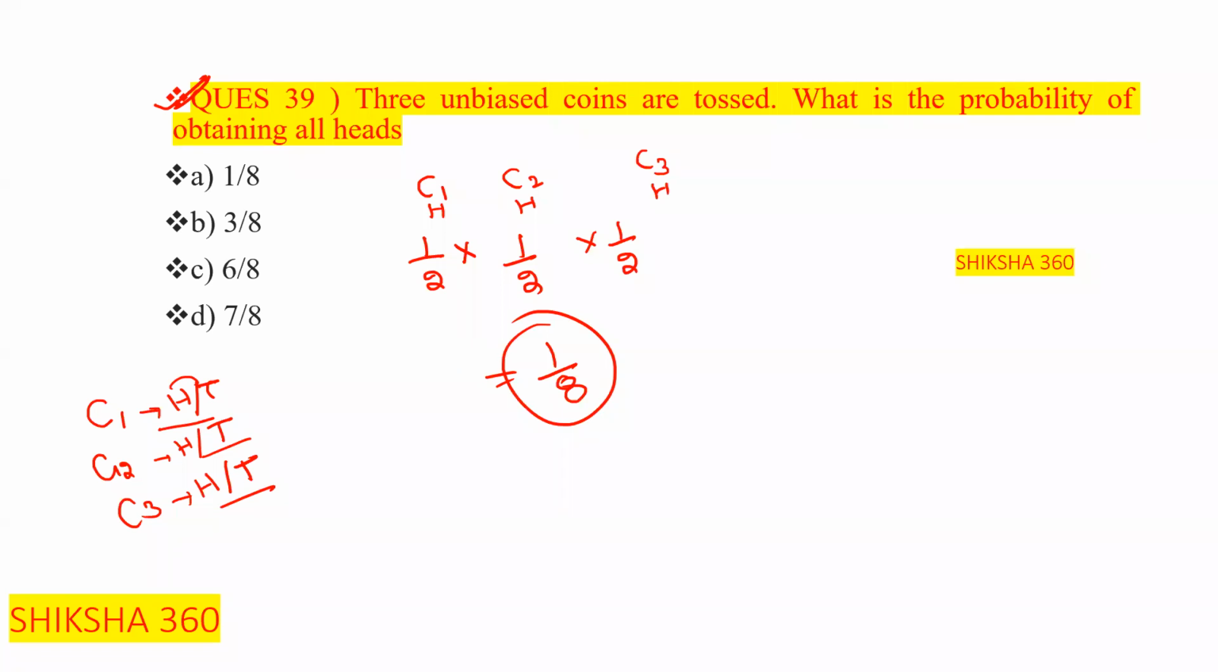So option number A is the answer here. That is 1/8. The probability of obtaining all the heads is 1/8.